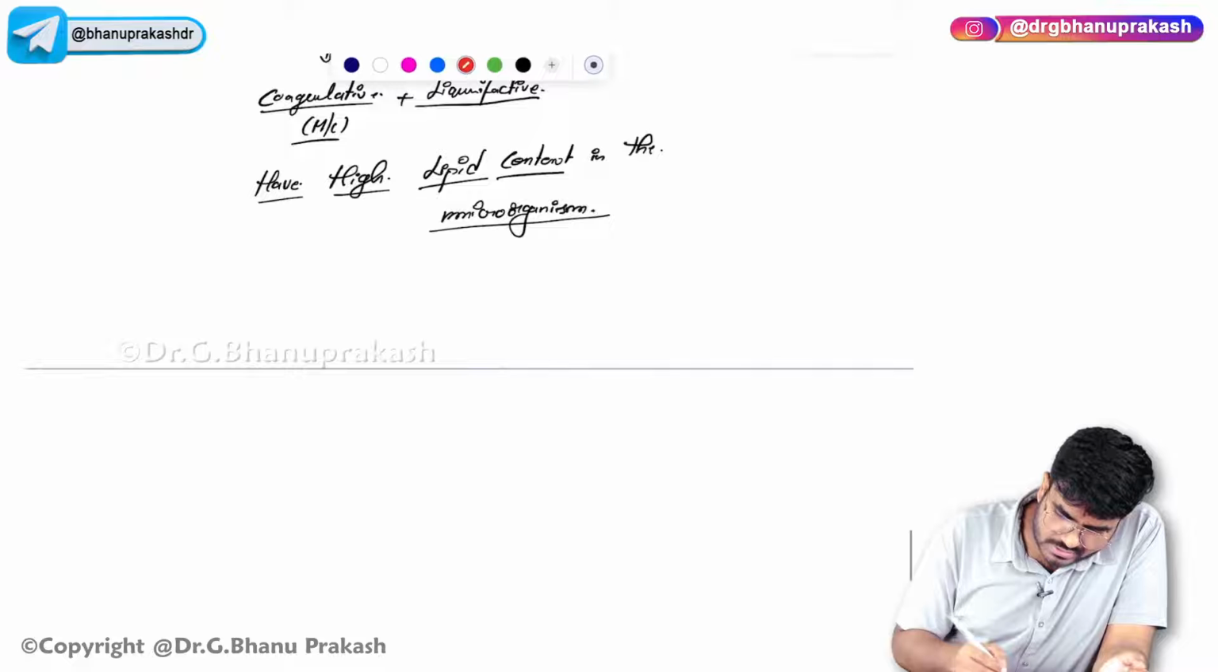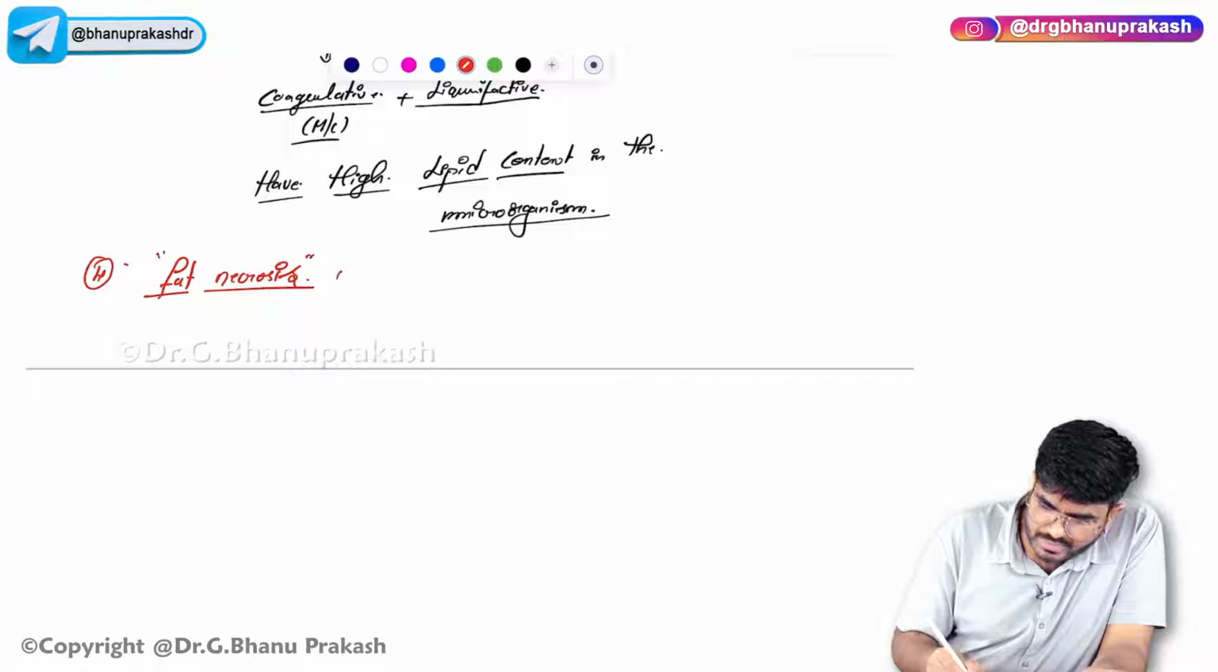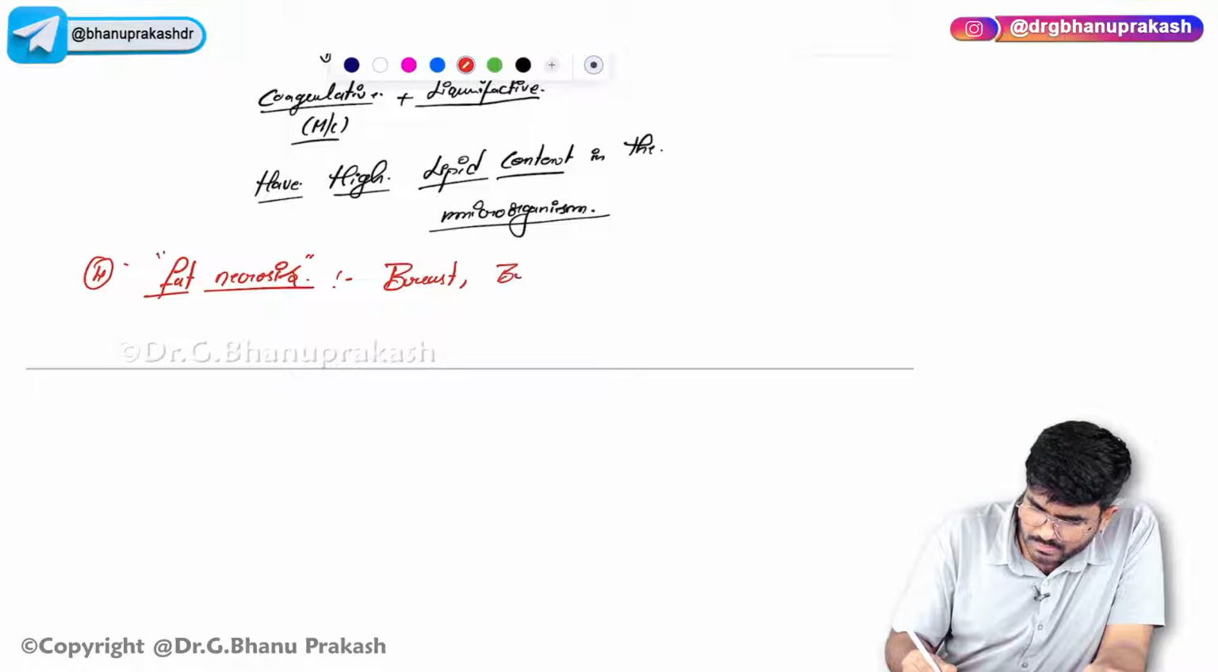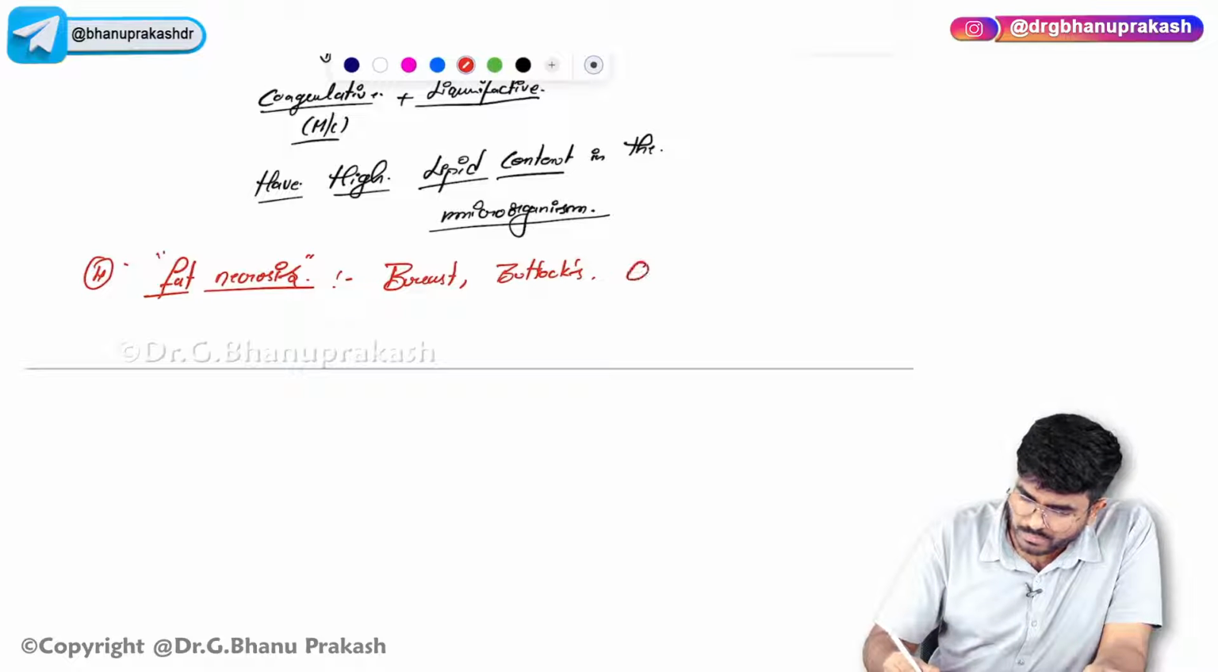The next type of necrosis is called fat necrosis. So wherever there is fat in your body, where is fat usually present? Fat is present in the breast tissue in females, in the buttocks, in the abdomen, in the omentum.